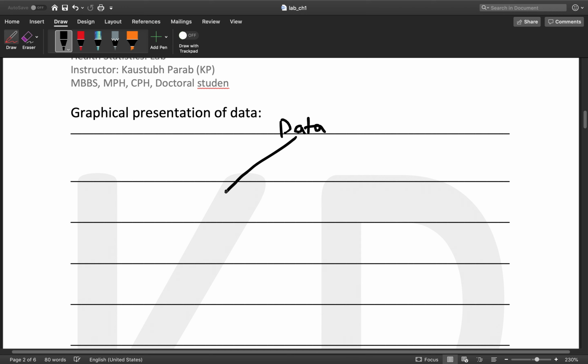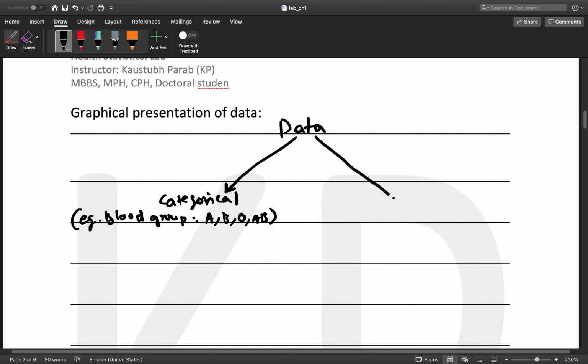So the data might be categorical, meaning that a variable in a data set has got multiple categories. As an example, blood group variable could have multiple categories like A, B, O, AB.